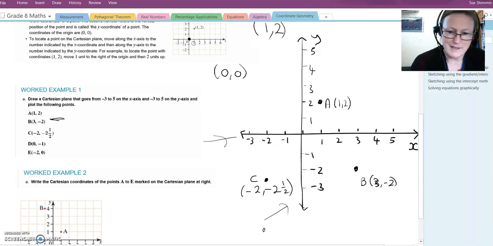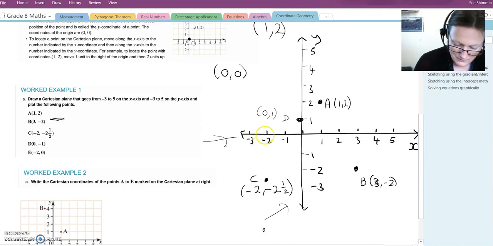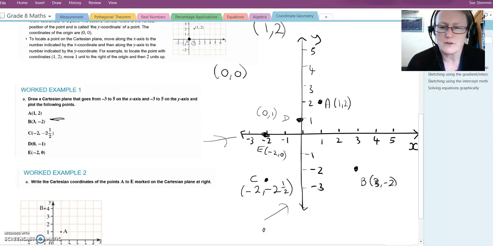Point D, x is 0, so that's the point where x is 0 and y is 1. So we go up to where y is 1. That is point D. X is 0, y is 1. Our point E, x is -2, so go across to x is -2, and we don't go up or down anywhere because y is 0. So that is our point E: (-2, 0). Okay, not too hard to do these, but it's really important you remember the first number in the brackets refers to the x-coordinate, the second number refers to the y-coordinate.